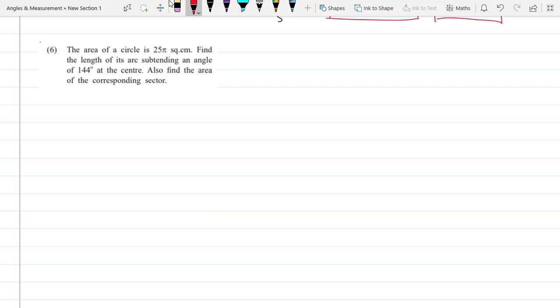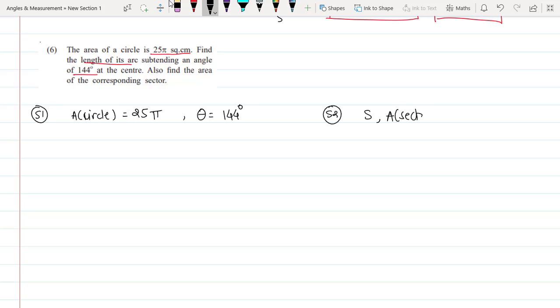First underline the area of the circle, that is 25 pi square centimetre, and below it 144 degree. So step number 1 is the area of the circle they have given, which is nothing but 25 pi. Then find the length of its arc subtending an angle of 144 degree. So theta is equal to 144 degree. Also find the length of its arc. Step number 2: length of arc, meaning we have to find S. And also find the area of the corresponding sector. The area of the sector also has to be found. It is a very good question.